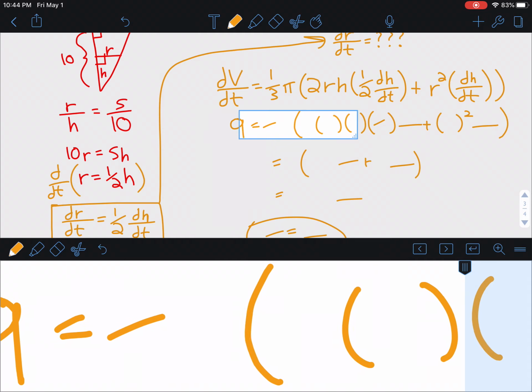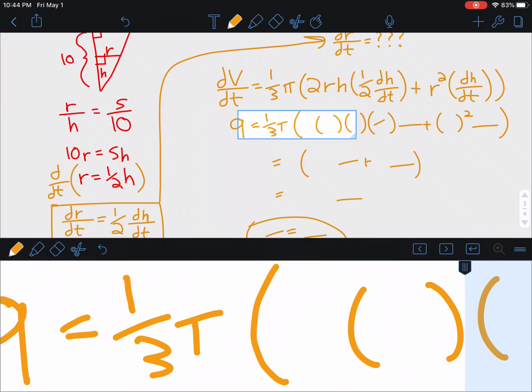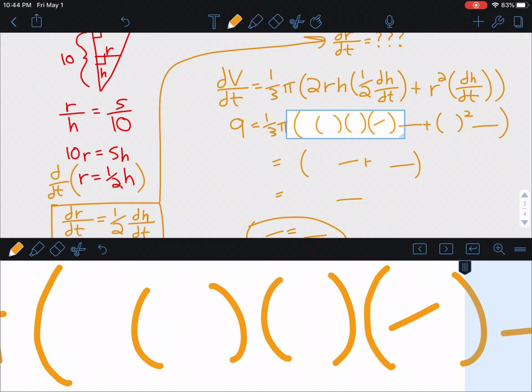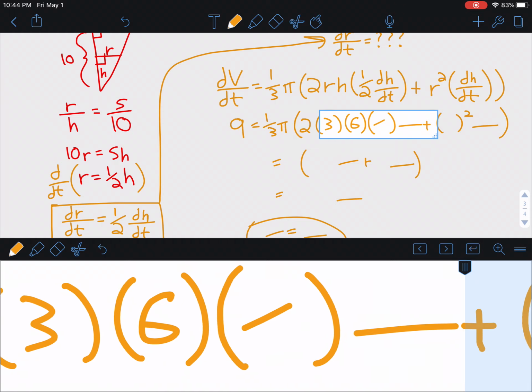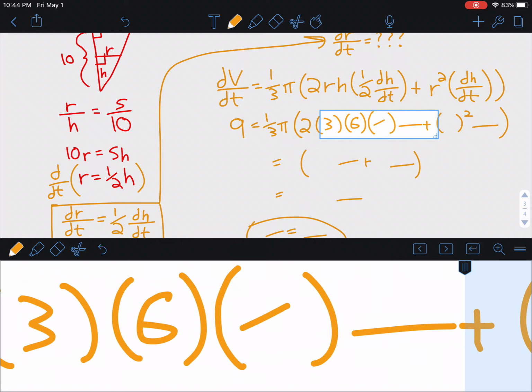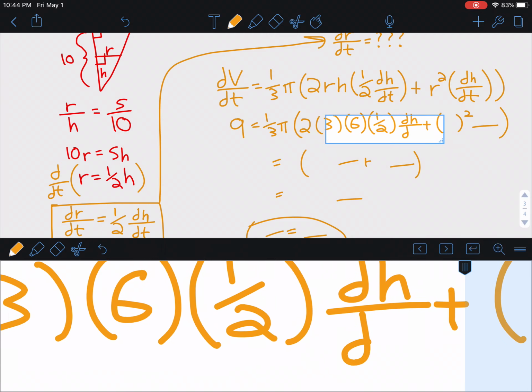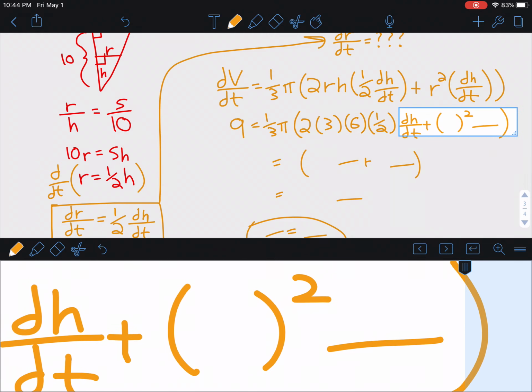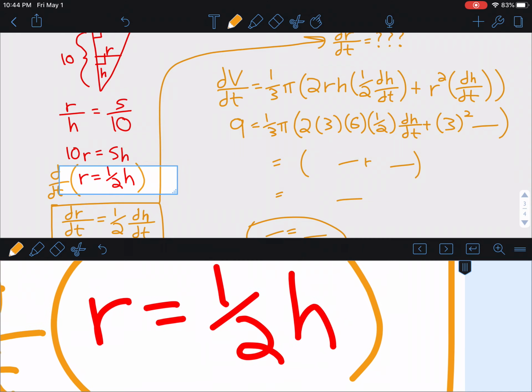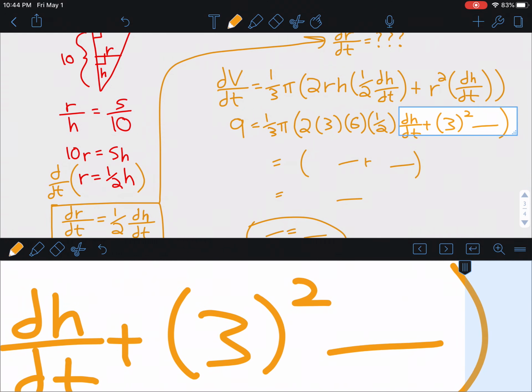dv dt is still 9, which equals 1/3 pi. And then I get 2, r at this moment is 3, and the height given is 6. And then I'm going to get times 1/2, and dh dt is what I'm solving for. And r, again, at this moment, we know the height is 6, but r is half of h, so we know r is 3. 3 squared times dh dt.